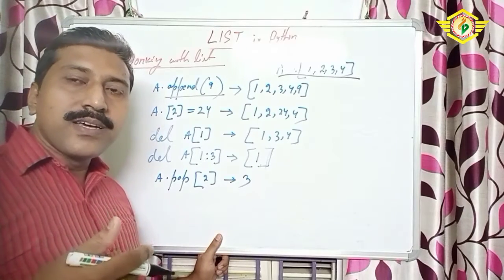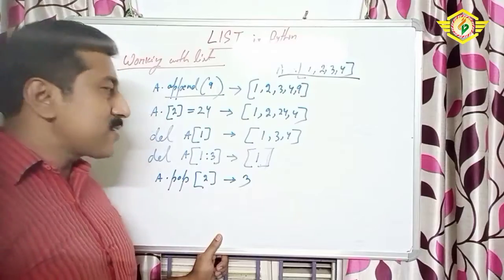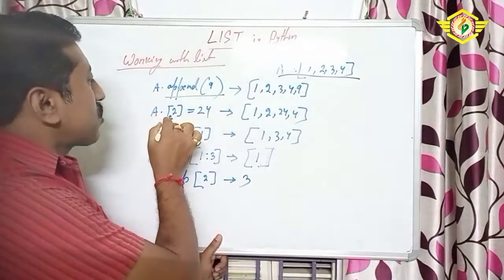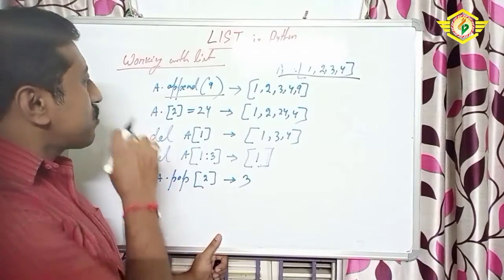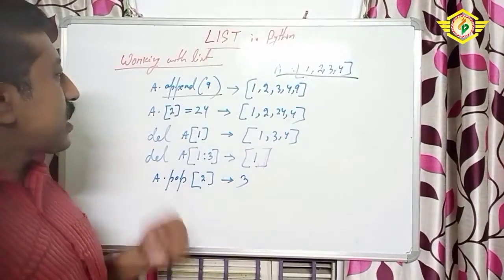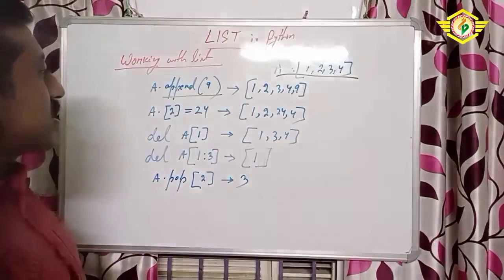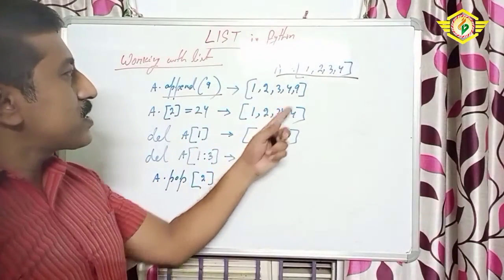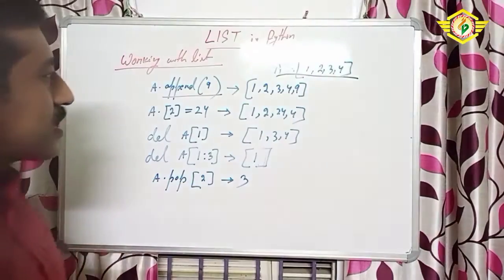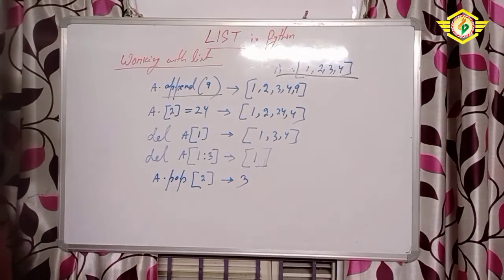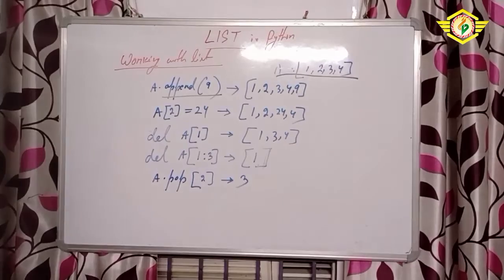If you want to change the data at a particular index, suppose I write a[2] = 24. That means in this list, the element at the second position will be removed and updated. It was index 0, 1, 2, so 3 was there. Now it will be changed to 24.